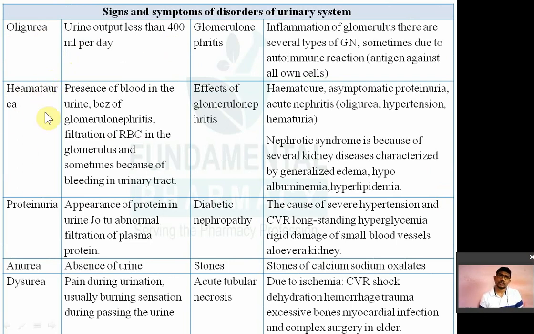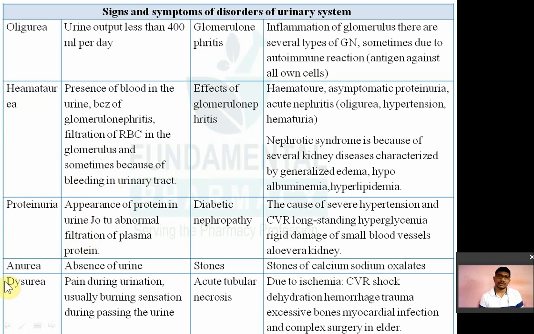Next one is hematuria. Hematuria means presence of blood cells in the urine, and that is due to different reasons like glomerulonephritis, or occasional filtration of RBC in the glomerulus, or sometimes because of bleeding in the urinary tract. So hematuria is presence of blood in the urine. Now proteinuria, presence of protein in the urine. Appearance of protein in the urine is due to abnormal filtration of plasma proteins.